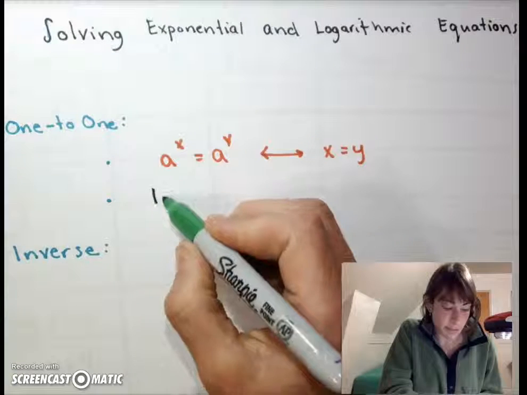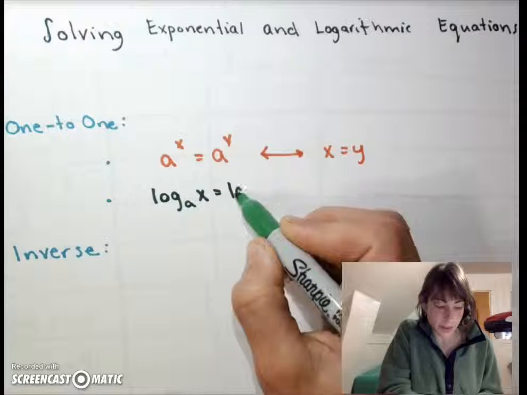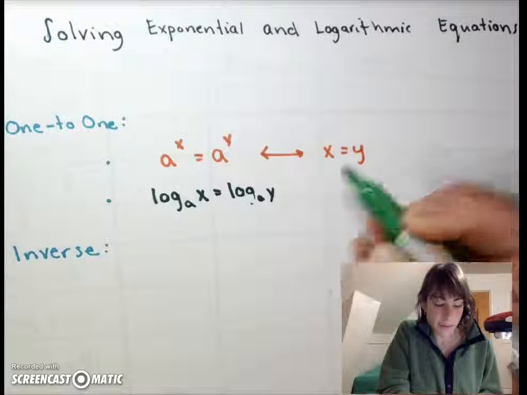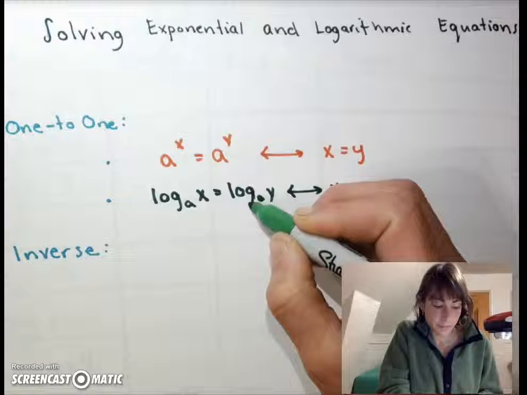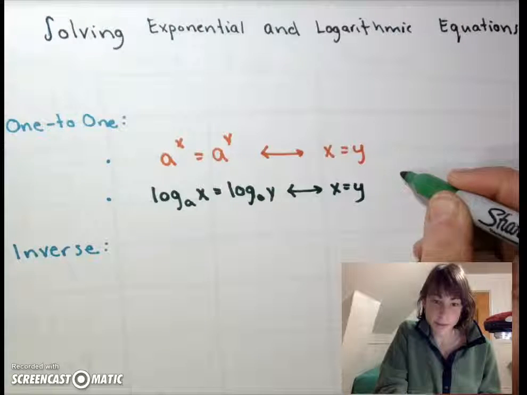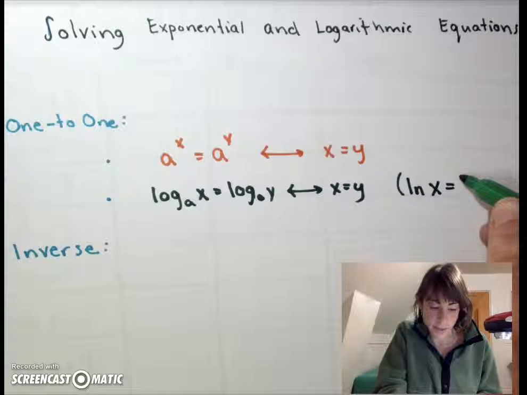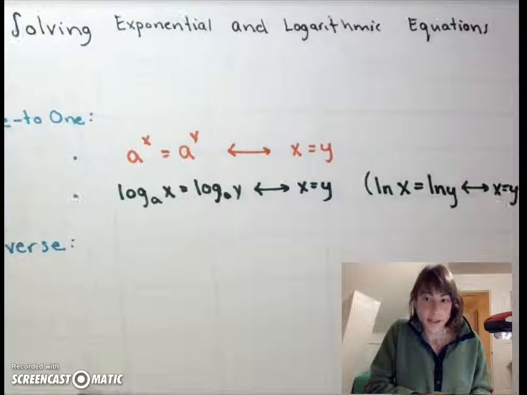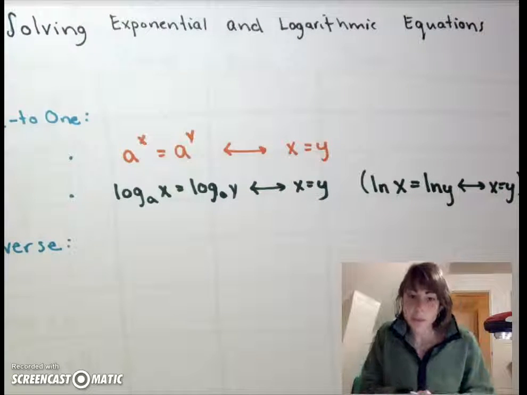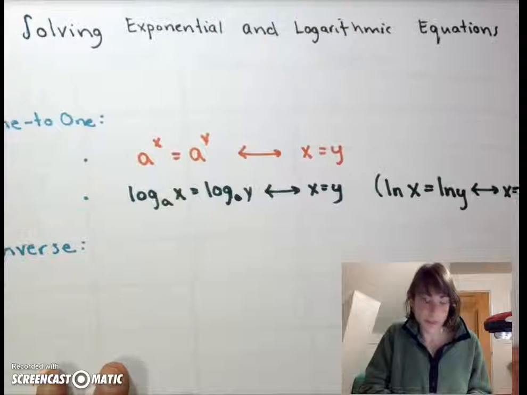We have a one-to-one property that also holds for logarithms. So that one says basically the same thing. If I have log base a of x equals log base a of y, then x equals y. And again, we often use ln, the natural log. So with ln, we just have if ln x equals ln y, this is the same as saying that x equals y. So that's how the one-to-one properties work, and we'll see a couple of examples of them in action helping us to solve a couple equations.